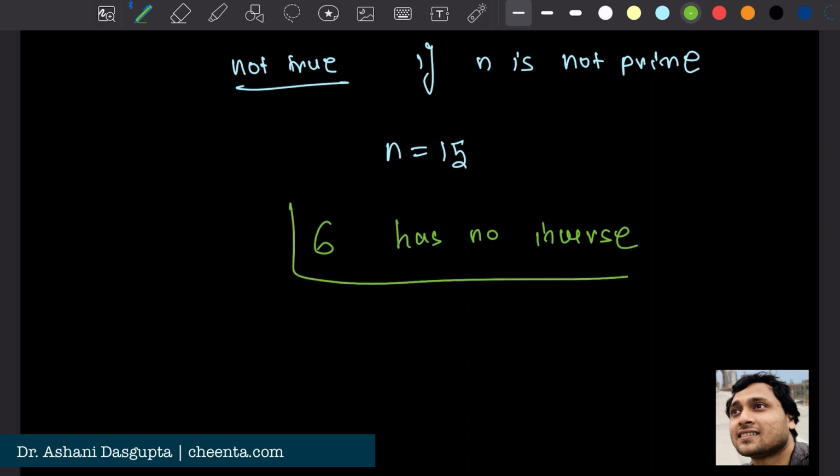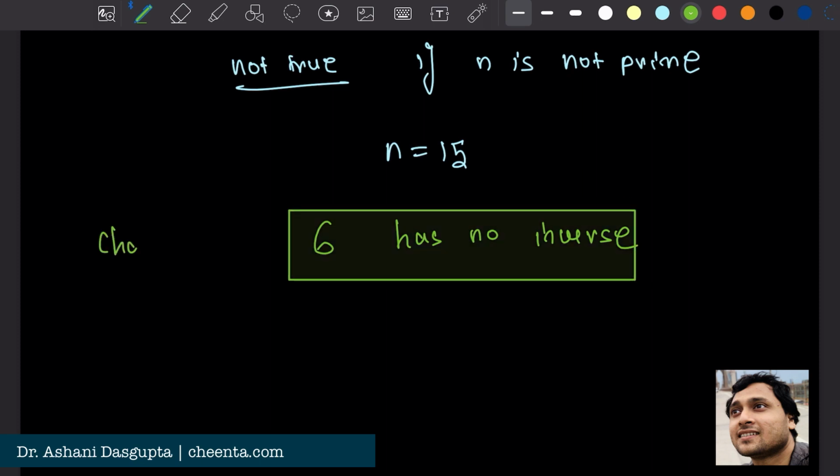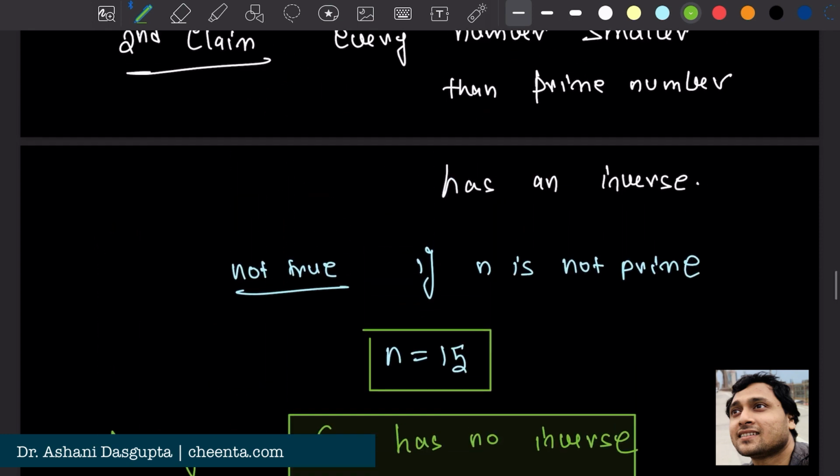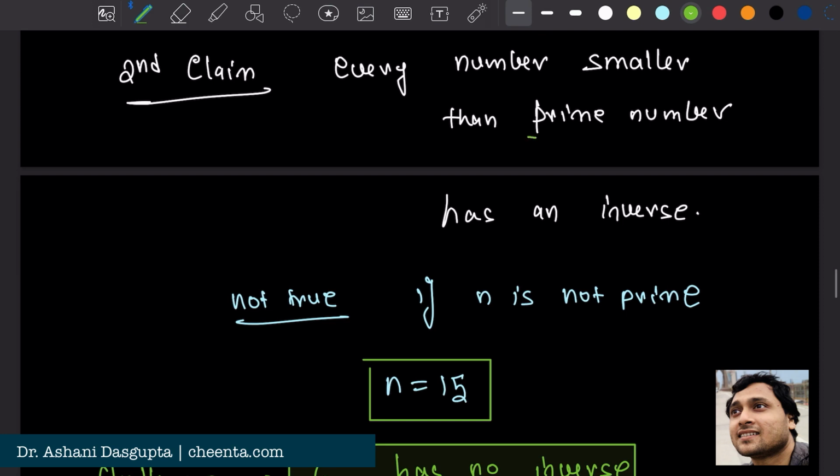Can you prove this? This is a challenge again. You can try it in the comment section. Prove that 6 has no inverse if the number n is 15. Okay. But if it is a prime number, then all the numbers smaller than it will have an inverse. Well, how do we show that?